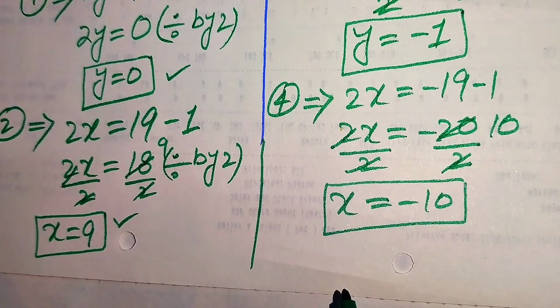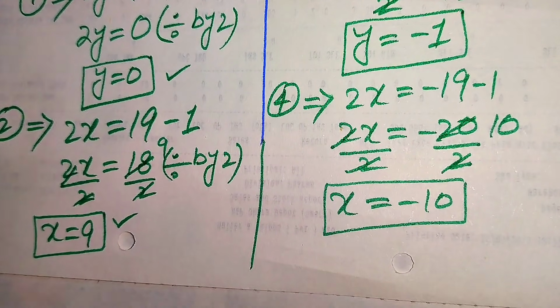It means that from both of these two cases we get two solutions of the given equation, and this is the final answer.